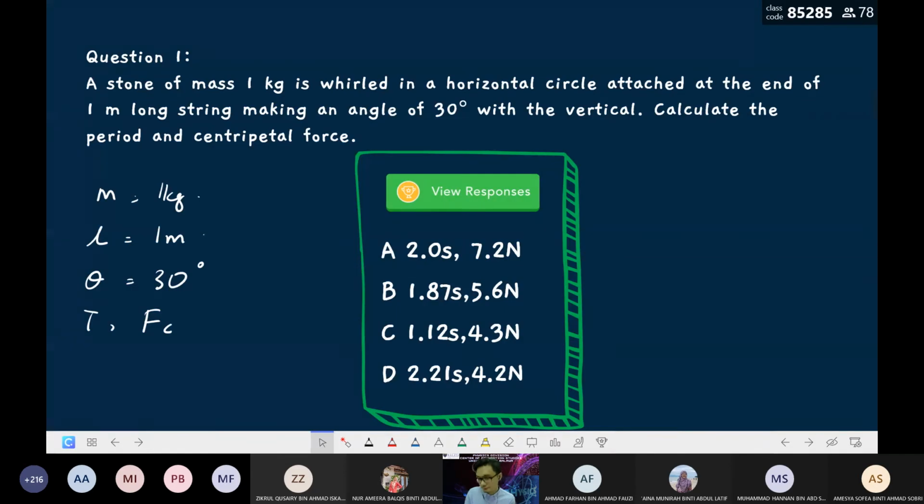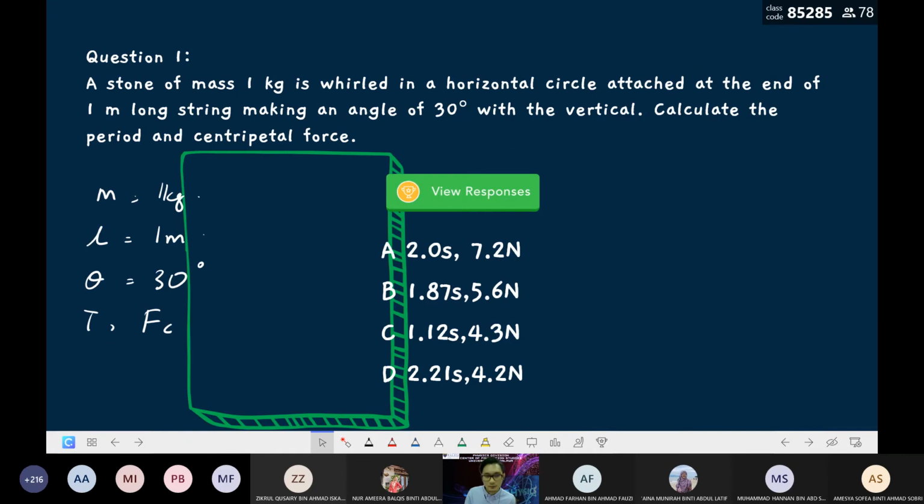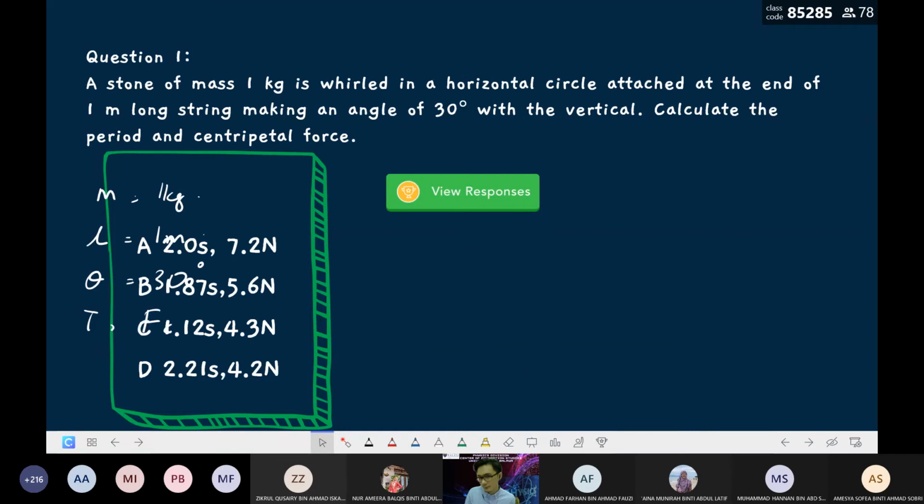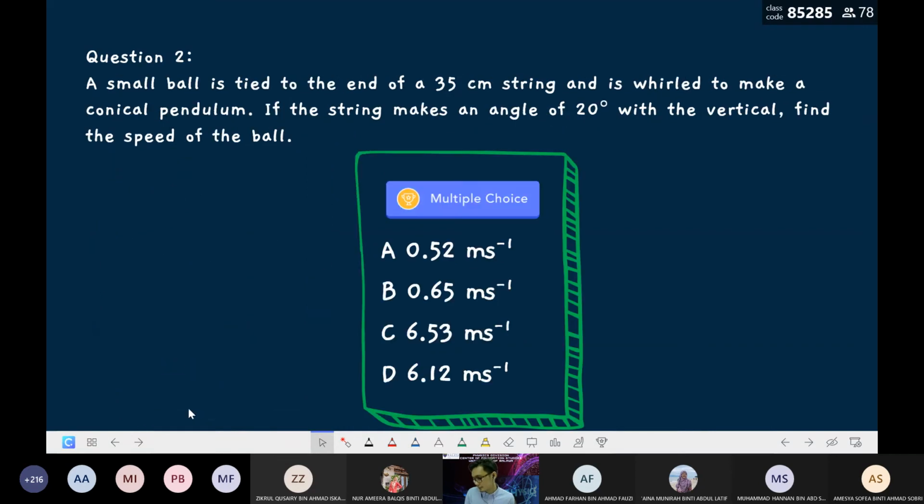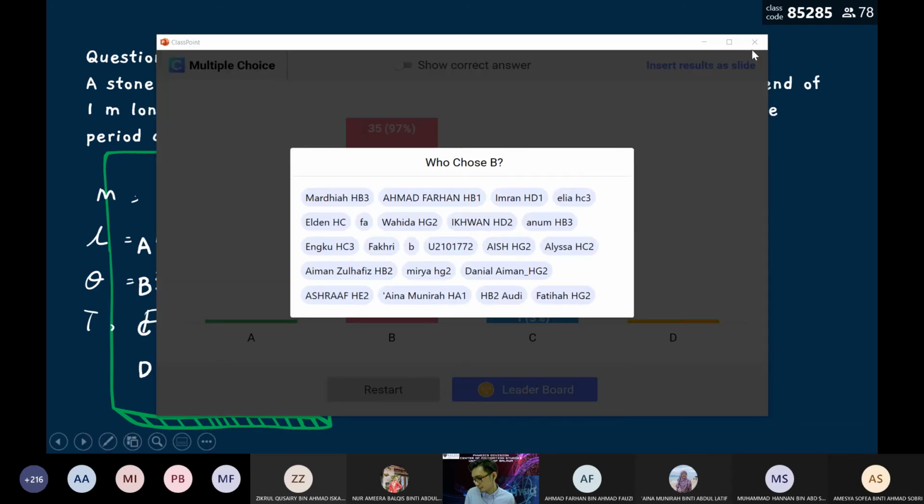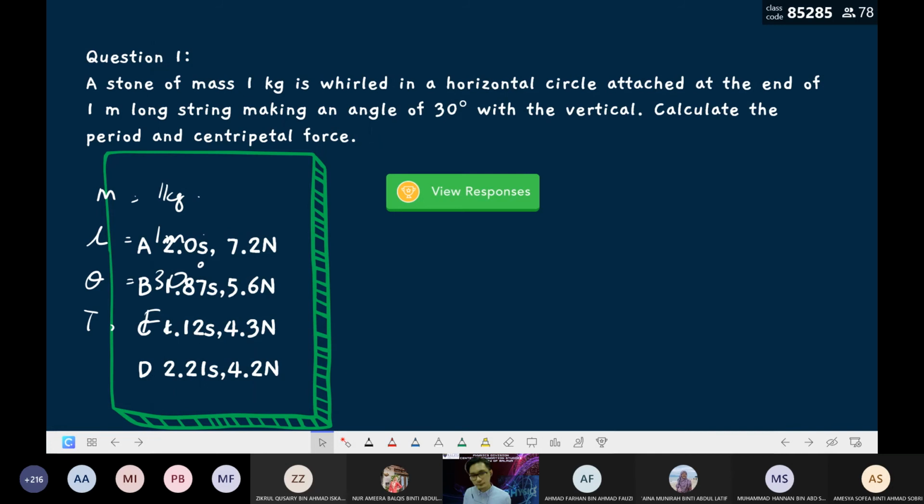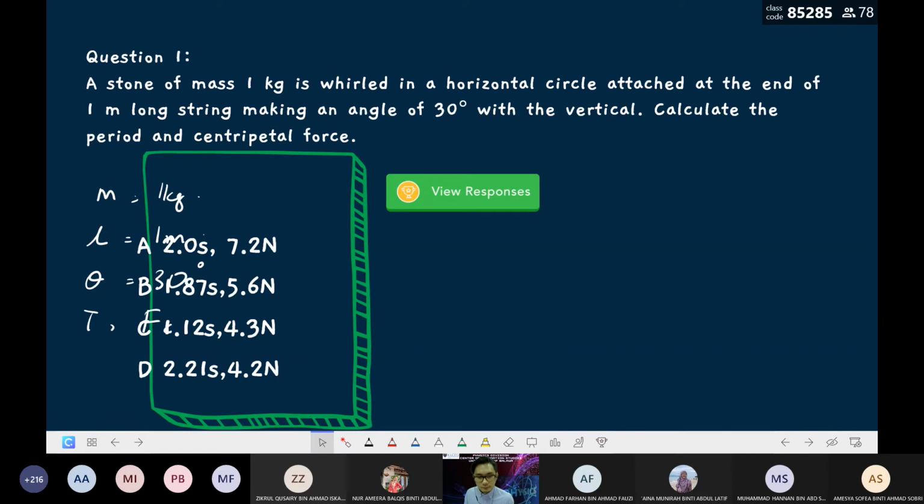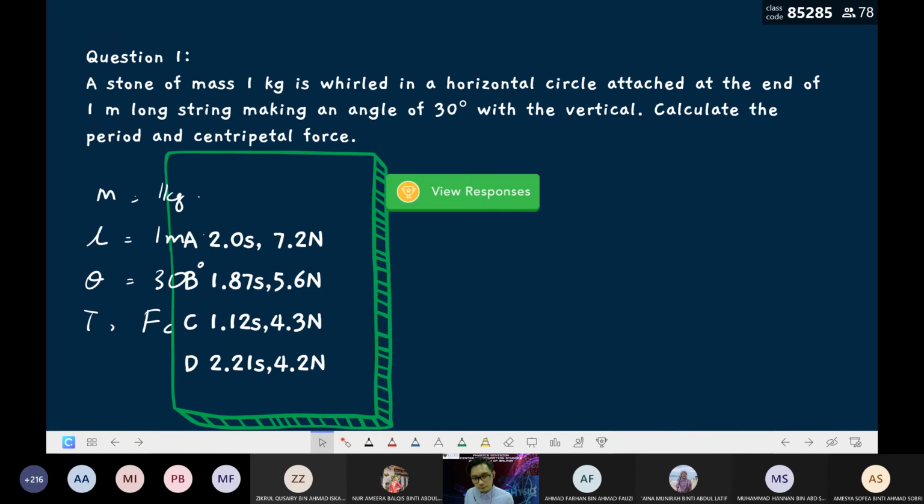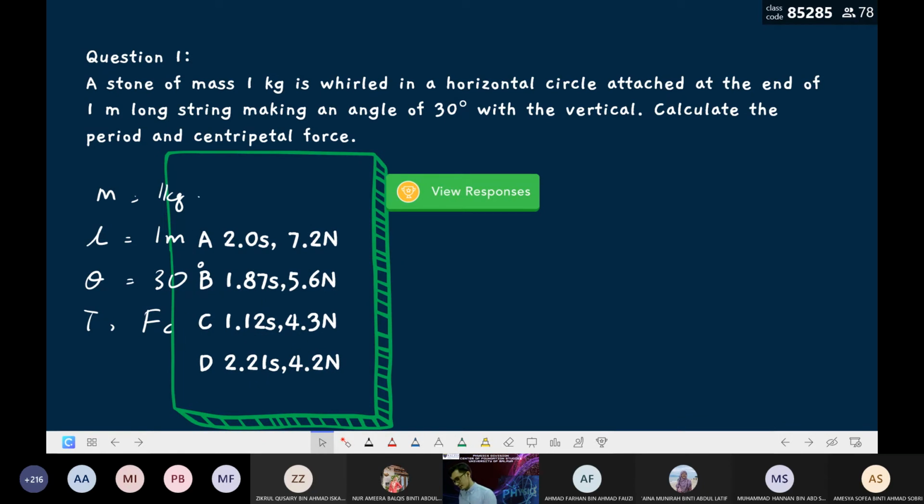Question 1. Okay, jadi dekat sini dia bagi mass is 1 kilo, length is 1 meter, theta is 30 degree, and tension what? Centripetal force is what?